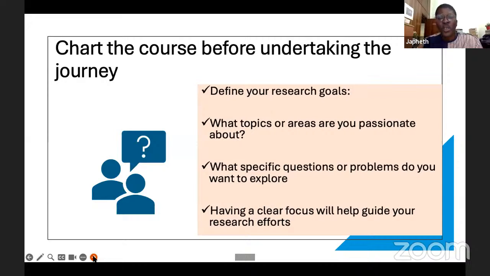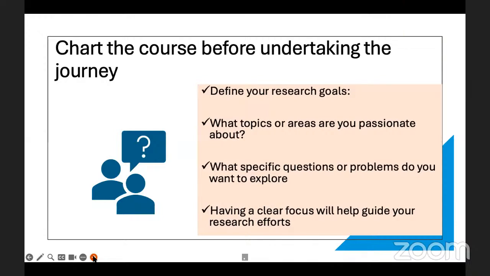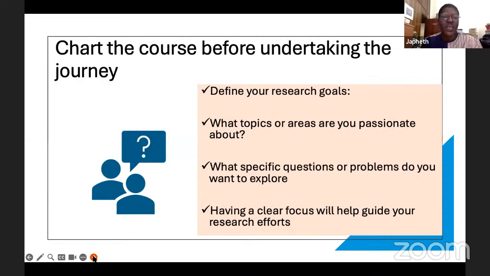And because research is driven by questions, you must be able to have specific questions or problems that you want to explore or advance. And when you have this clear focus, this would actually help you in your research efforts. So again, I'm going back to my quote, that you have to chart the course that you want to undertake even before you start your journey.